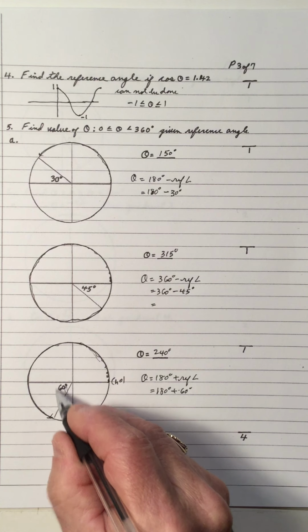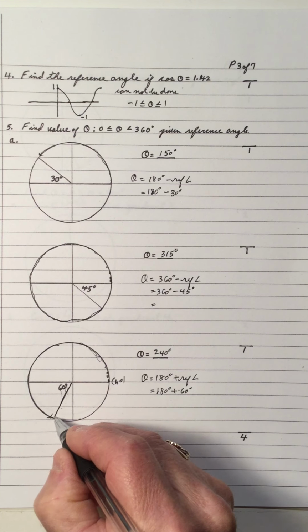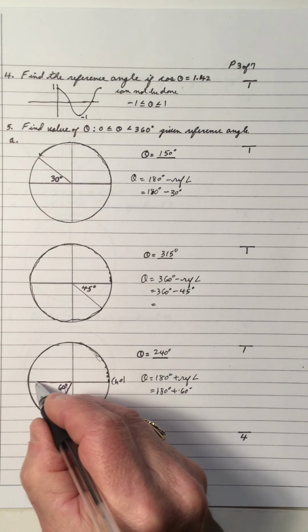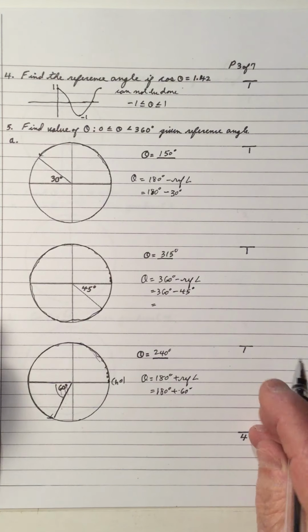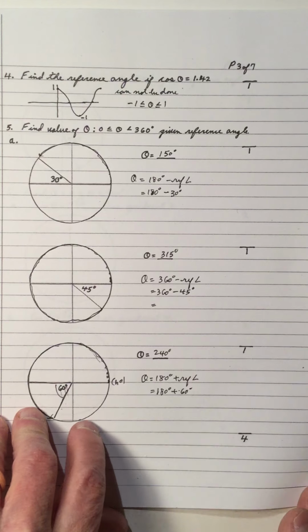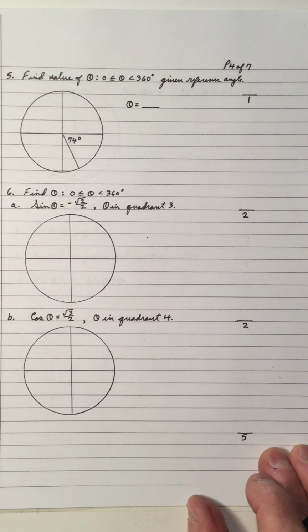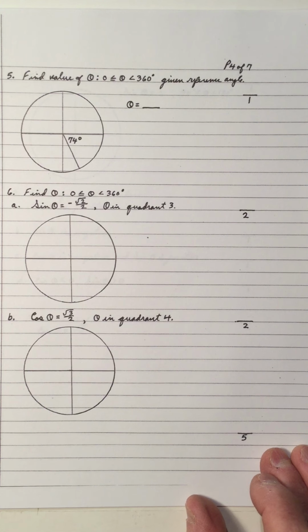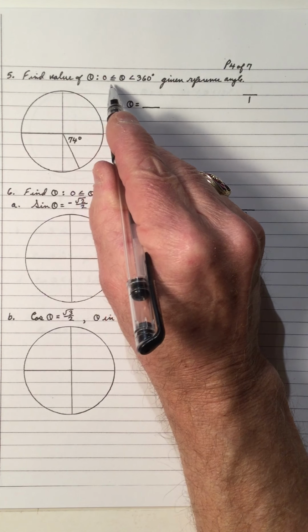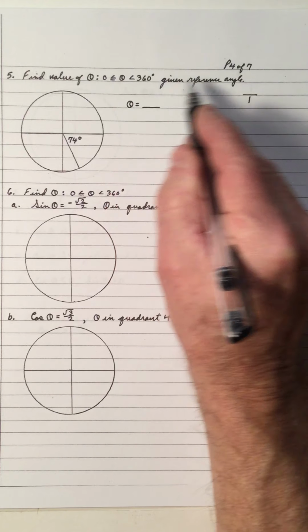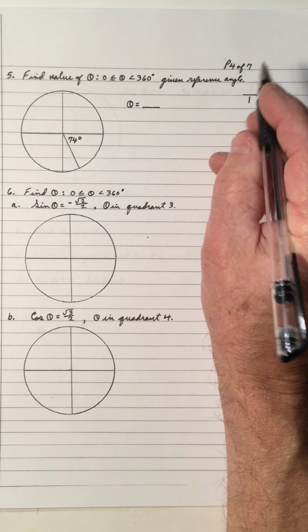Remember, the reference angle is between the terminal arm and the x-axis. So there's the reference angle. Give yourself a mark, total of 4 for that page. Hopefully you have everything going well. And number 5, remember, we're reviewing, the questions are taken from each of the videos in order. Find the value of theta from 0 less than or equal to theta less than 360 given the reference angle.